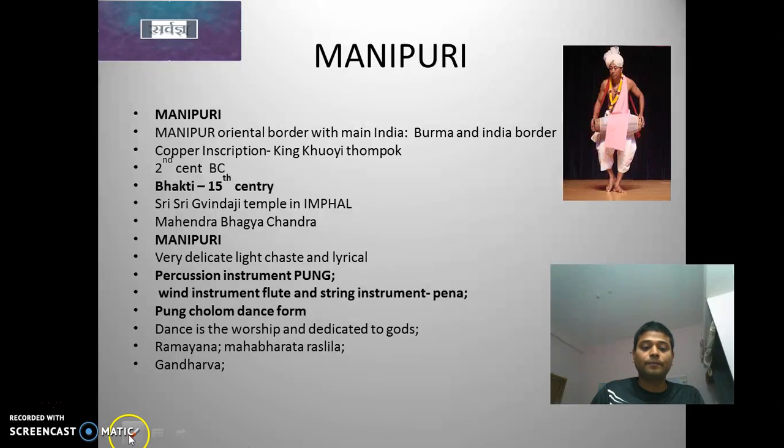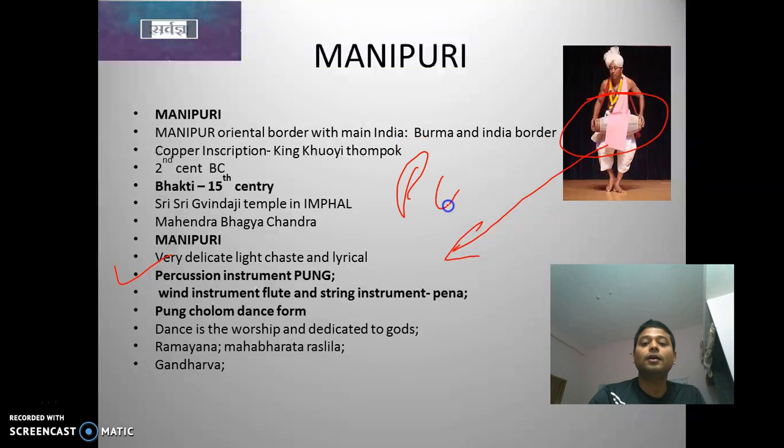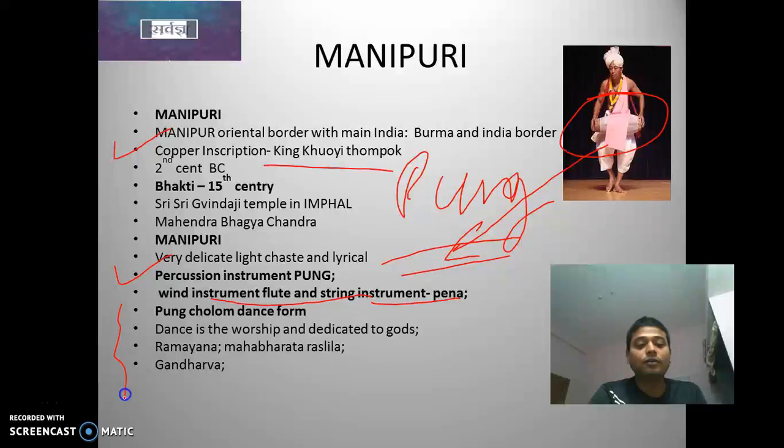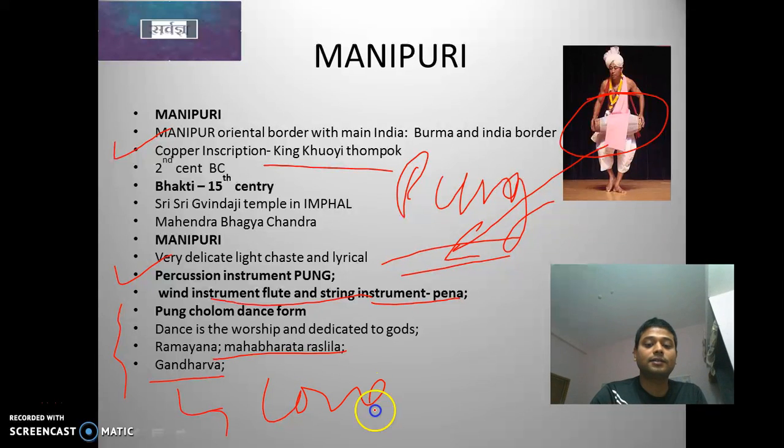So our next dance form is Manipuri dance. You see in this Manipuri dance, the person is holding this type of drum. This drum is a percussion instrument which is called pung. So this is unique in Manipuri dance. Now, the oldest copper inscription is found in the regime of King Khoi Tompak. Now this included other instruments like wind, flute, string instrument, pena, etc. It also includes stories like Ramayana, Mahabharata, Raslila, and Gandharva. Gandharva means love marriages.